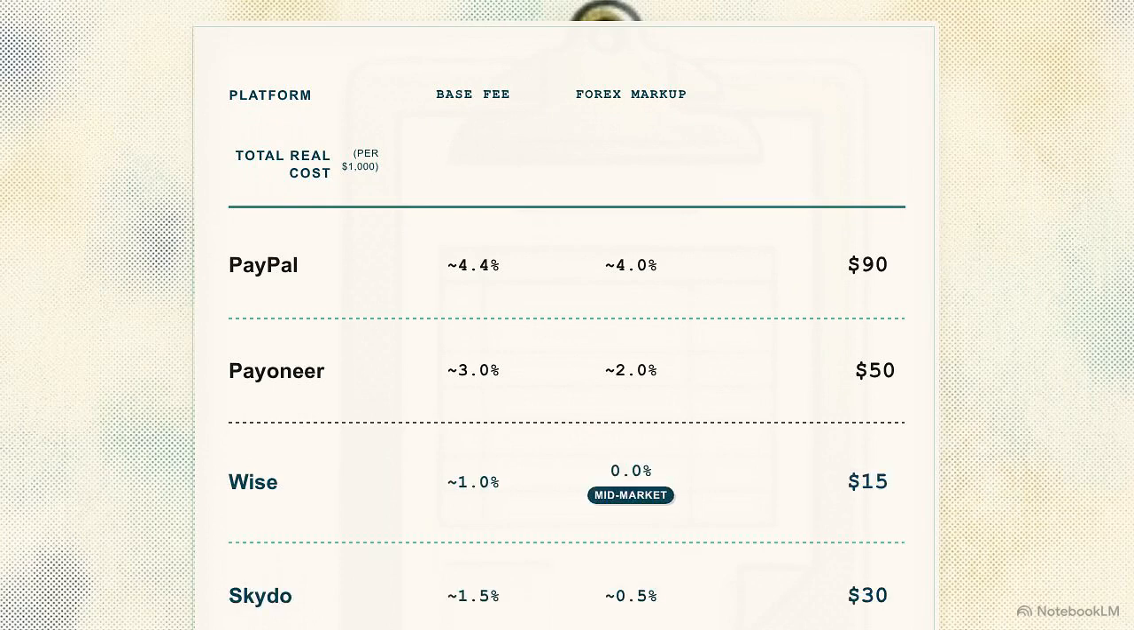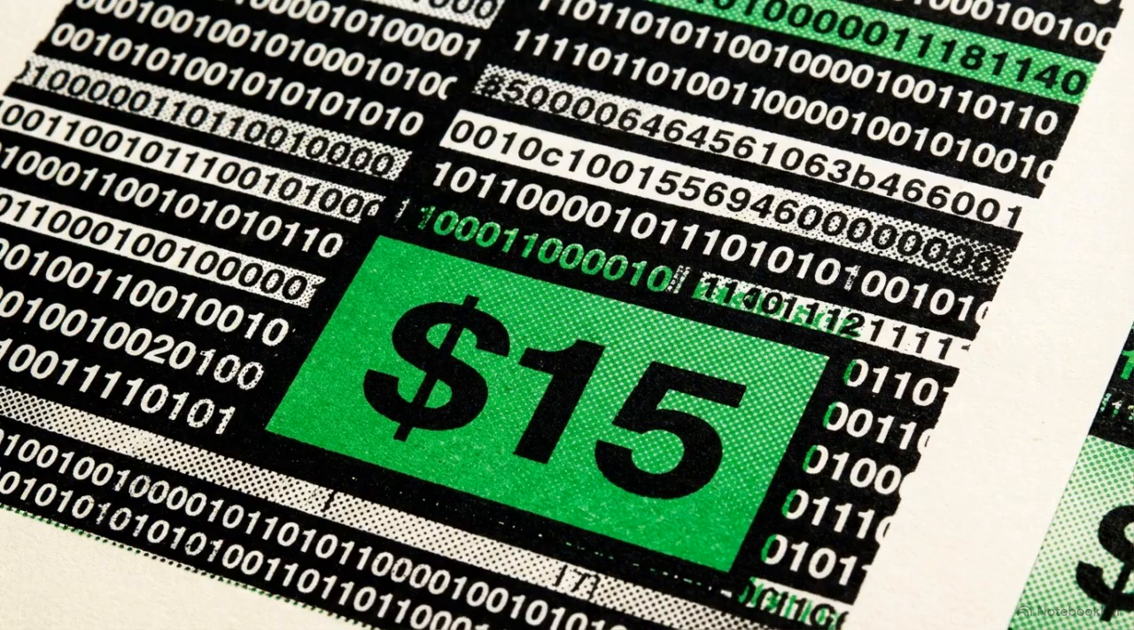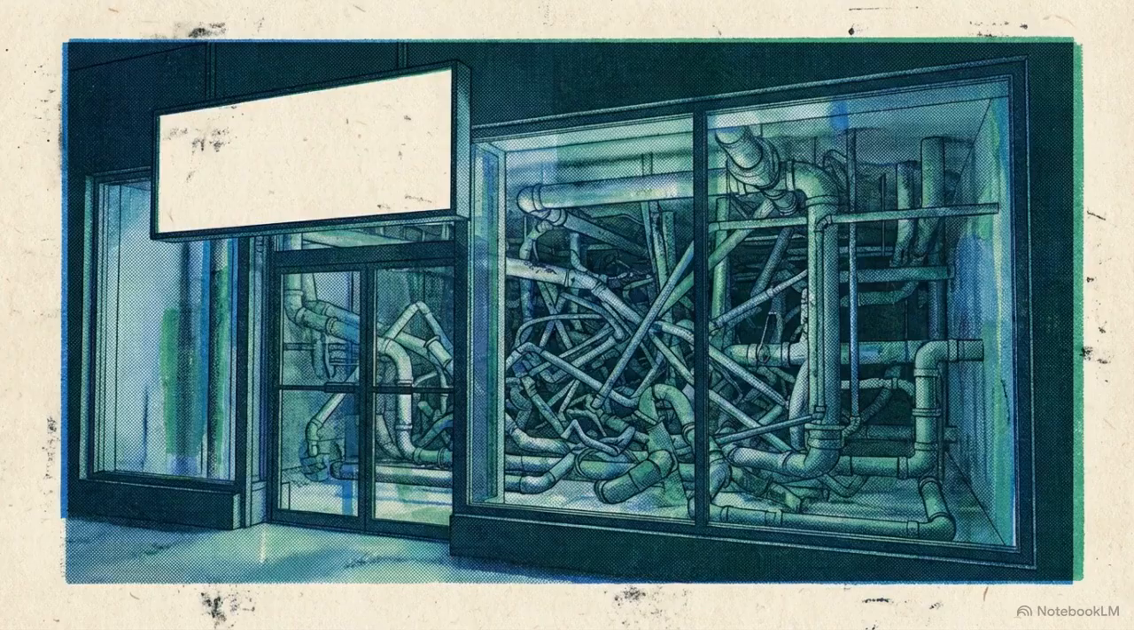Tools like Wise and Skydo charge a transparent fee and use the mid-market rate. On a $1,000 invoice, your real cost drops from $90 with PayPal to roughly $15 to $30 with these platforms. That reduction in fees comes with a specific operational trade-off. These tools are strictly back-end plumbing. They offer zero customer-facing storefront features.